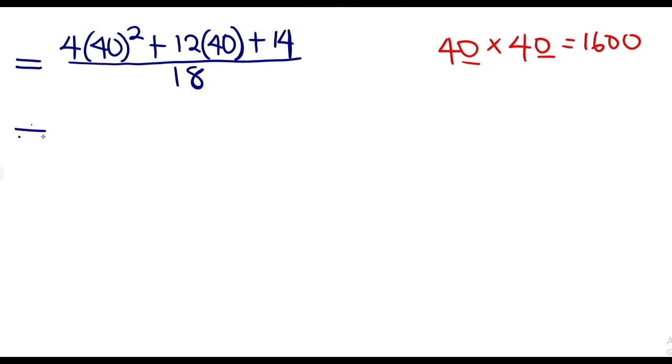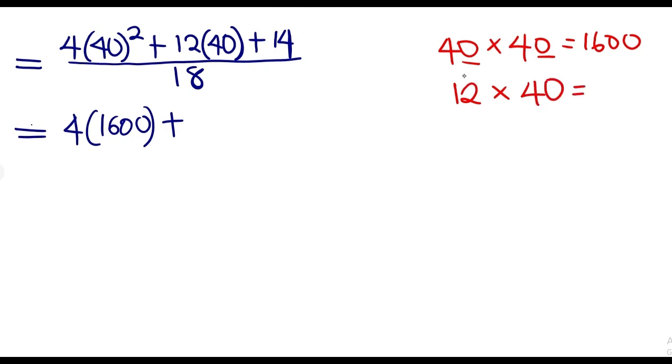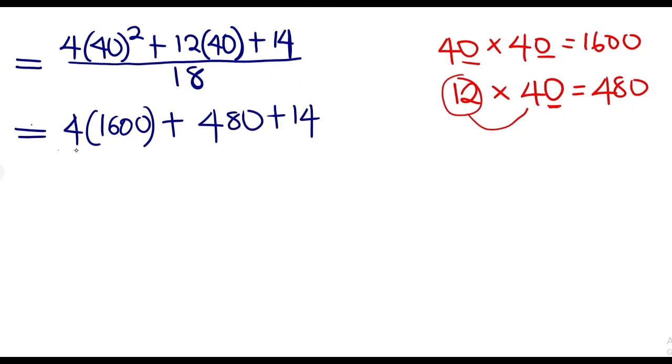So now I'm going to write 4 times 1600 plus 12 times 40. Now I write 12 multiplied by 40, which is equal to, so I'm going to say first 12 times 4, and that is going to be 48. Then adding the 0 here, so I have 480. Always remember, we are not allowed to use a calculator at all. Then the last one, which is plus 14 all over 18.